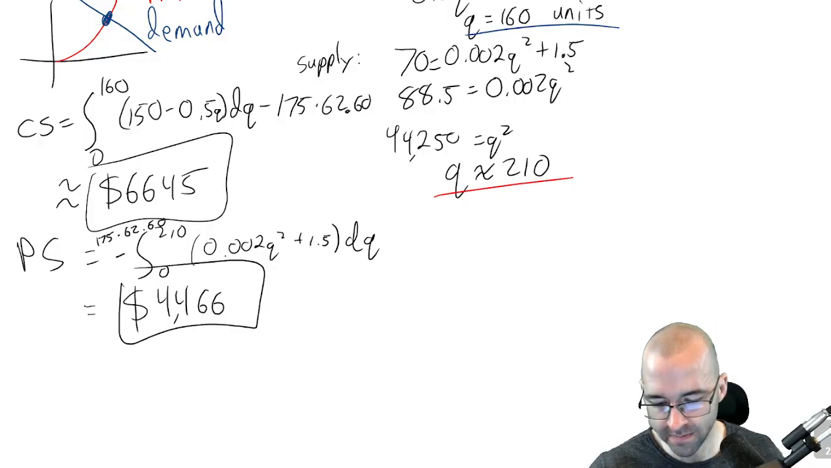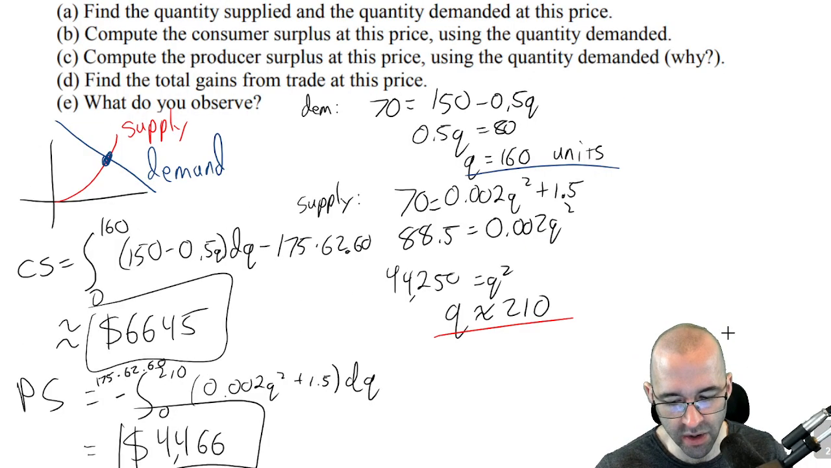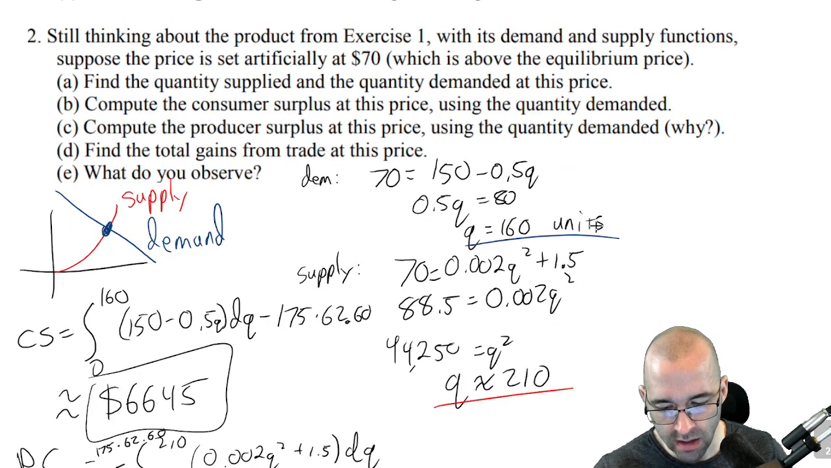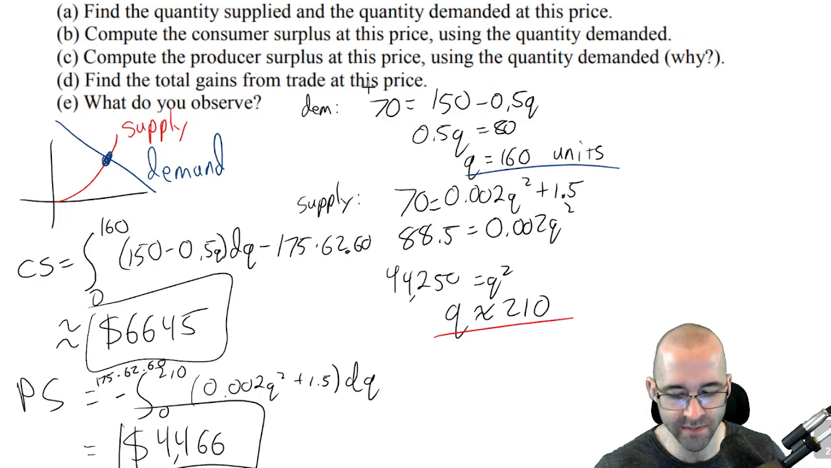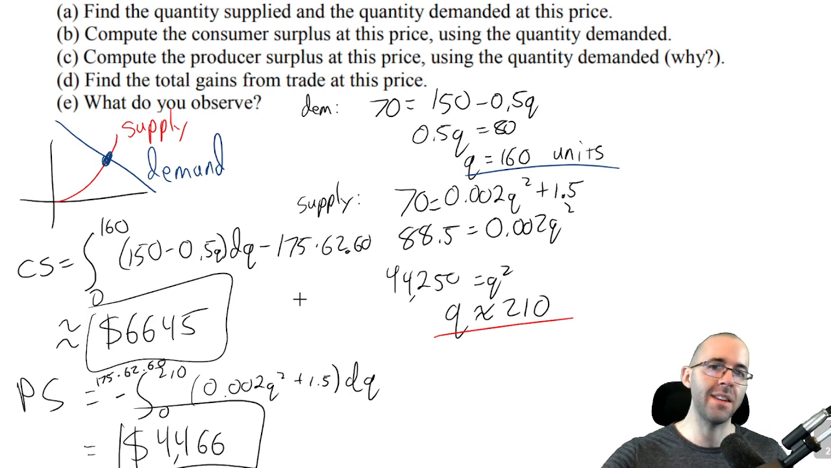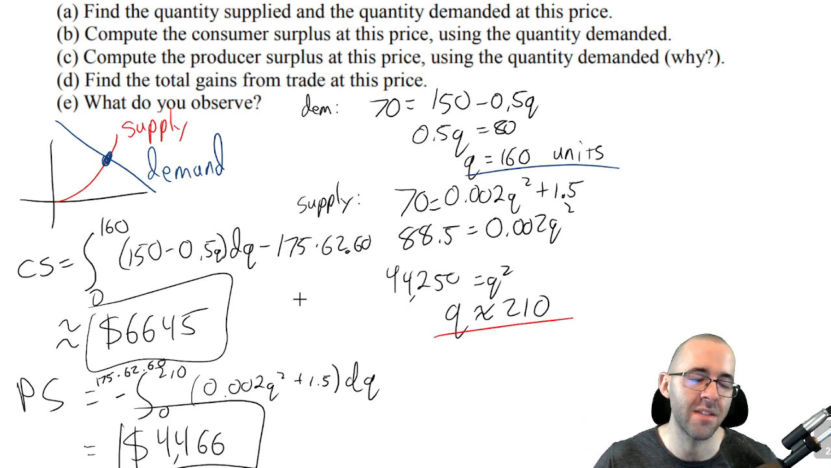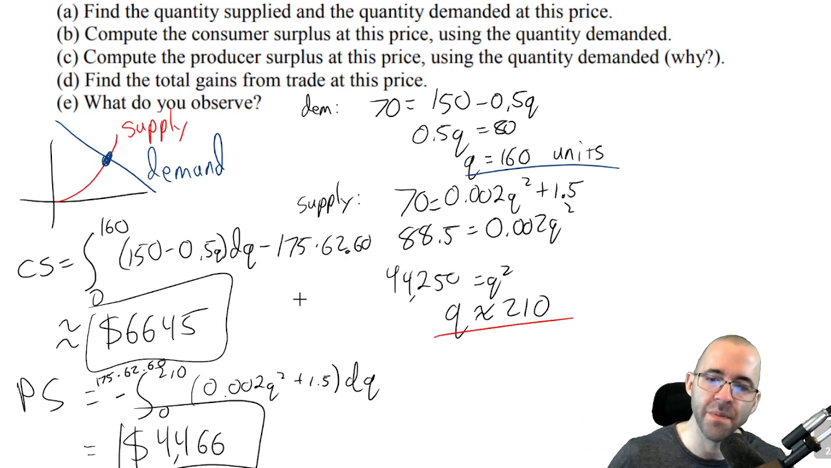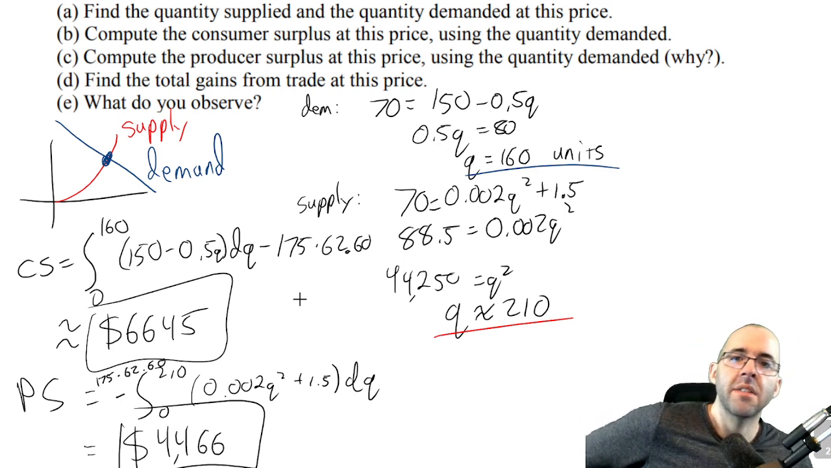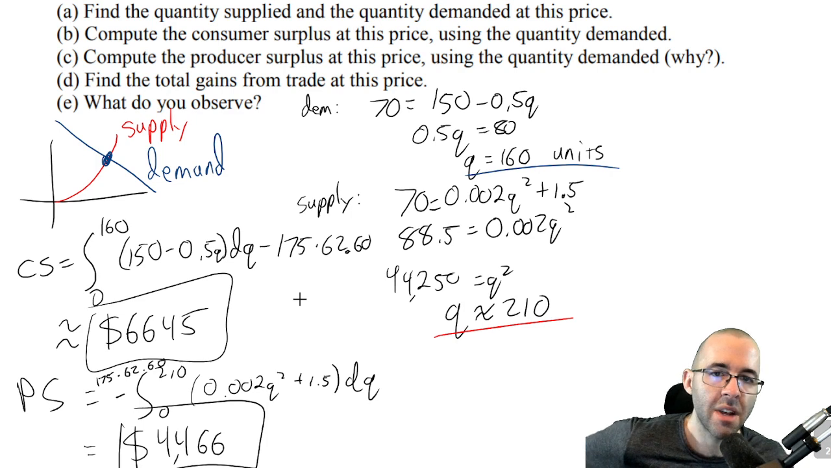What's going on here is kind of what I wanted to include in this video. I wanted to talk about it. So we did B and C. For total gains, we add those two together. It'll be smaller than the total gains from the first example. And E, what do we observe? Exactly what we said. We've observed that when we're further along than the equilibrium price, our consumer and producer surpluses and total gains are going to be smaller.